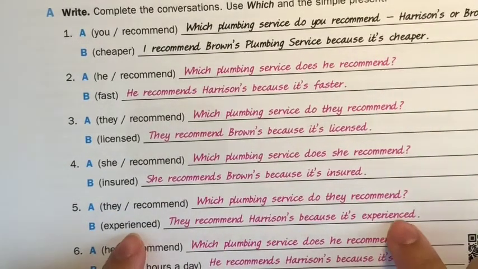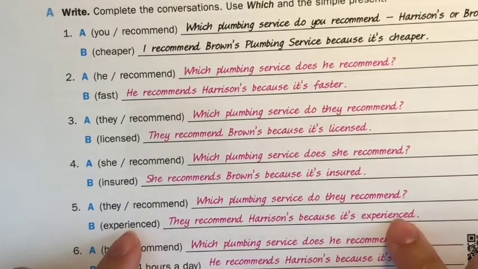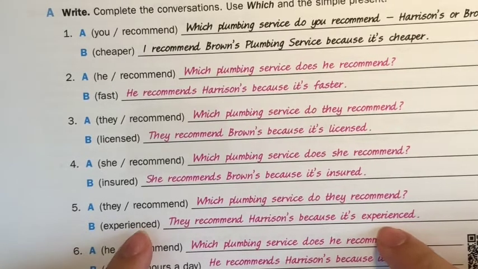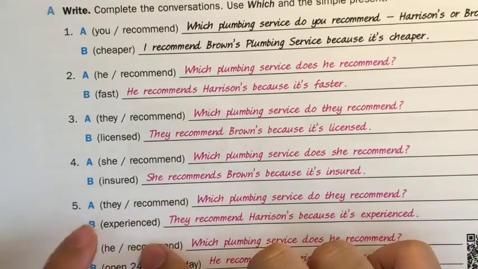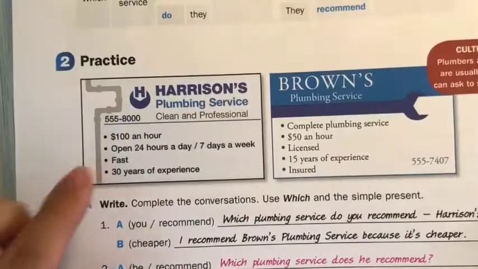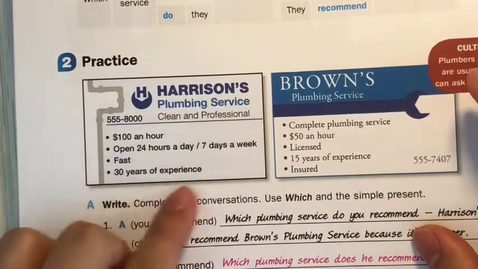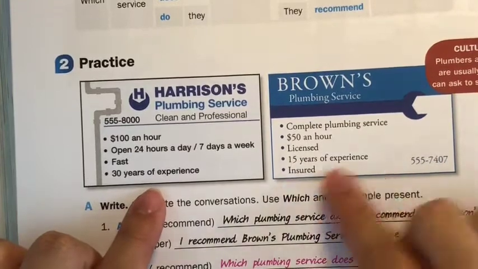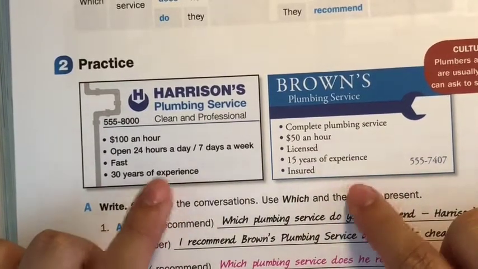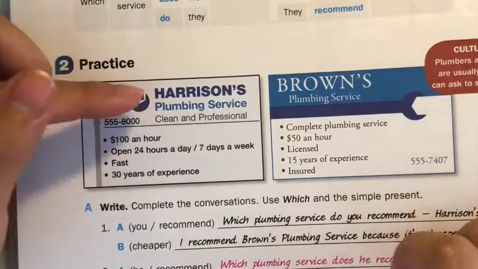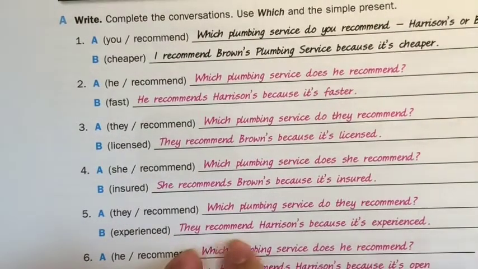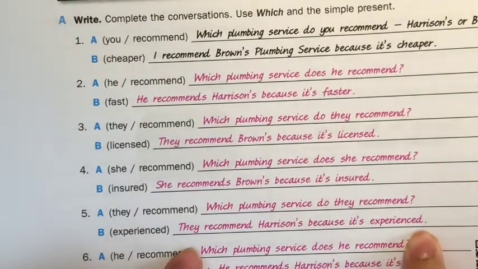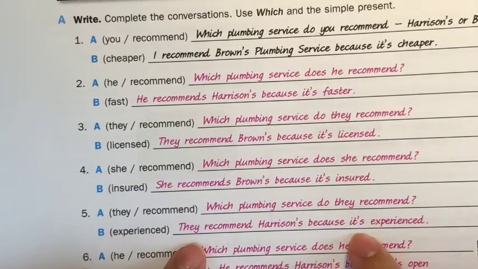The word experienced. Experienced means they've been working for a long time, so they understand how to do the job. So which plumbing service do they recommend based on experience? Well, Harrison's has 30 years of experience. Brown's has 15 years of experience. So who has more experience? Harrison's. Harrison's has more experience. So they recommend Harrison's because it's experienced. Or we can say they recommend Harrison's because it's more experienced than Brown's.